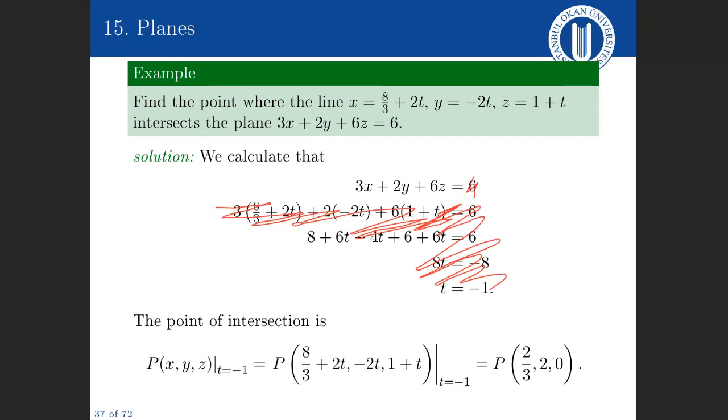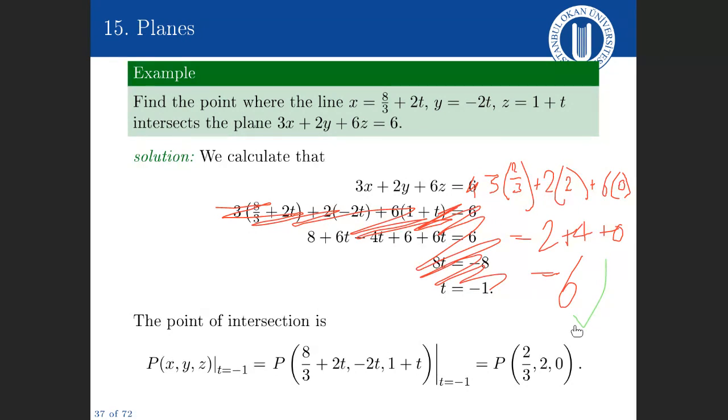We have 3x plus 2y plus 6z, and we want this to be equal to 6. Let's just check this. 3 multiplied by 2 over 3 plus 2 multiplied by 2 plus 6 multiplied by 0 is 2 plus 4 plus 0, or 6. So the answer is yes. This point really is on the plane as well as on the line. A very quick check like this is worth doing just to make sure that we haven't made a mistake.